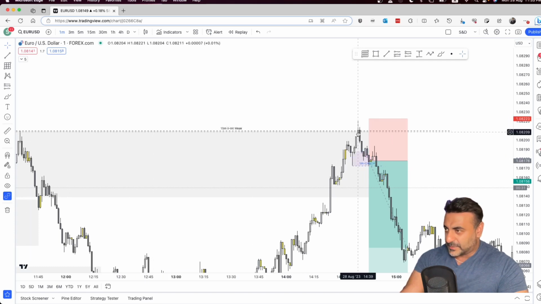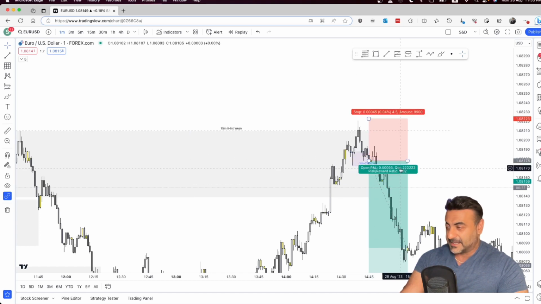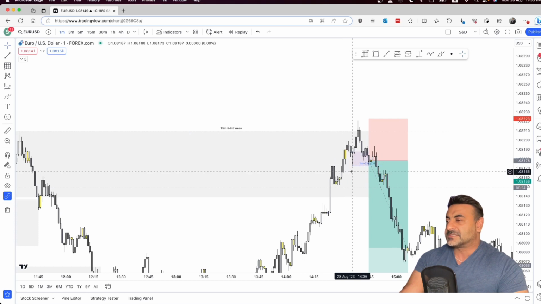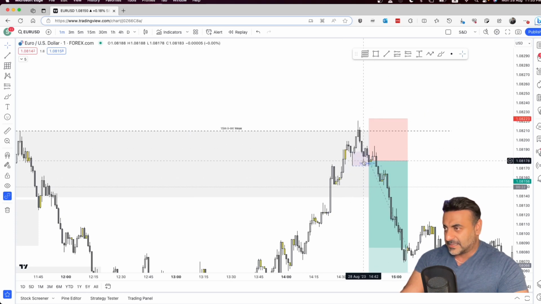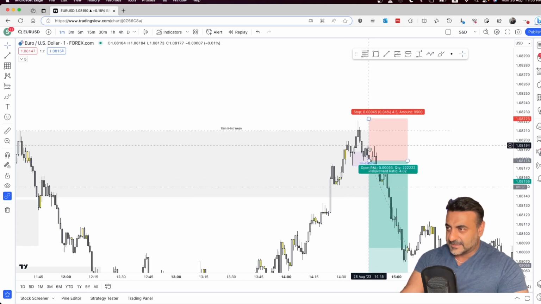So when price went up, this was a demand zone, a fractal demand zone that was created. How do you know this is a demand zone? Because when price came down, it had a nice reaction, came back, had another reaction, and swept the liquidity over here.